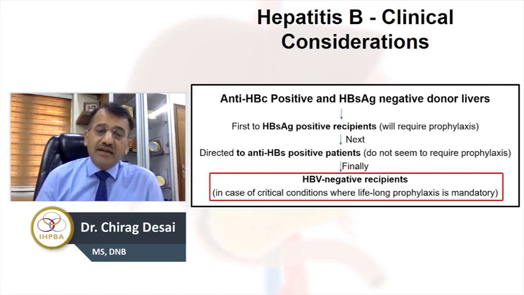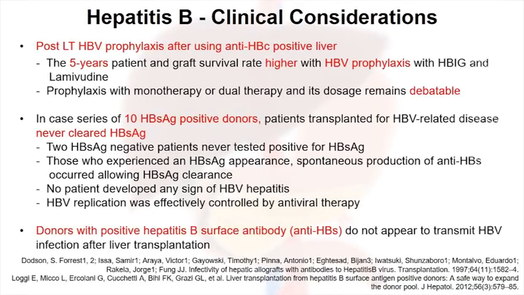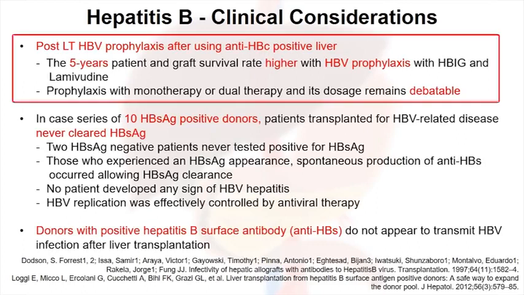In such cases, lifelong prophylaxis is mandatory, and hence, as far as possible, it is used for one of the first two situations. Post liver transplant hepatitis B vaccine prophylaxis is debatable. A donor with positive anti-HBs antibodies doesn't require any prophylaxis.